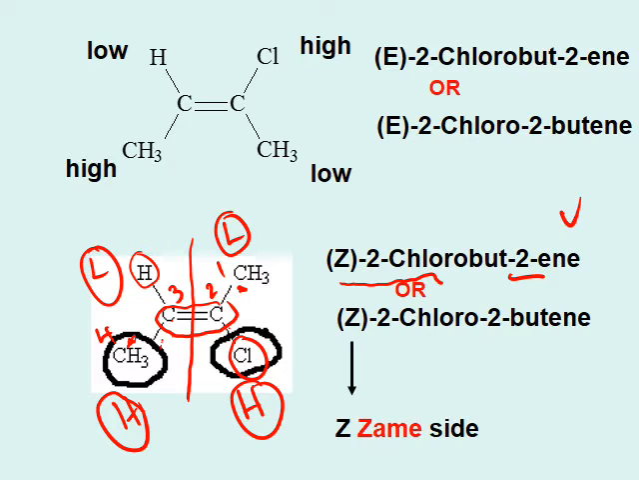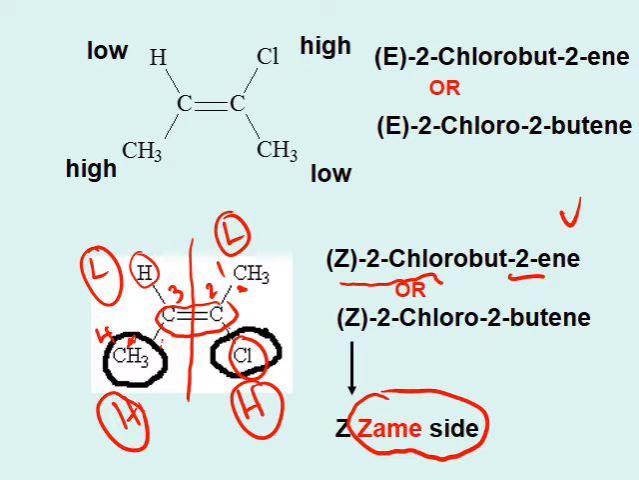Now how do I remember this? Z for same side. It's like somebody has an accent and can't pronounce same. So keep that in mind. If two highs or two lows are on the same side, we call it a Z. And if they're on opposite sides, we call it an E.